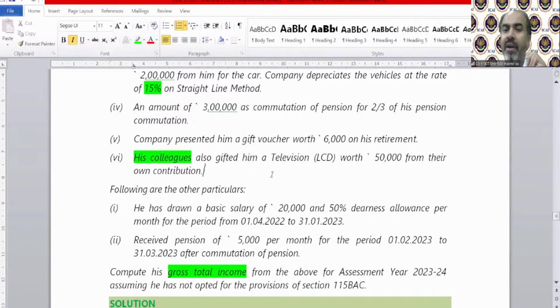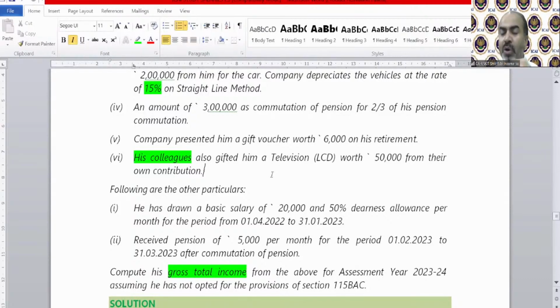Under salary head, we can only include those payments which have been received from employer and not his colleague, friends, etc. So this has no treatment under the head salary. This is going to be treated under income from other source. And even in income from other source, television is not covered under the definition of assets. So this has no treatment in salary as well as income from other source.